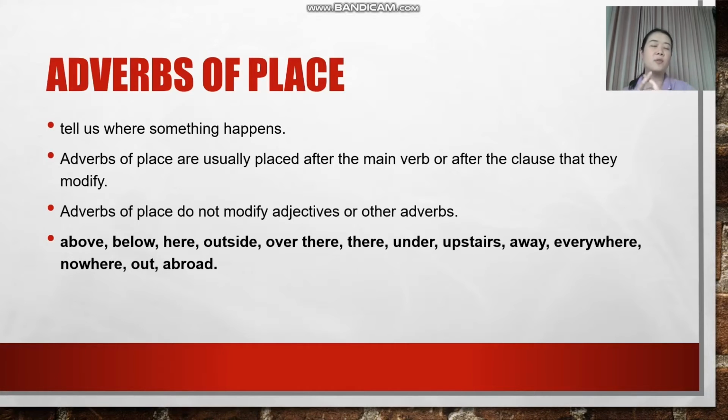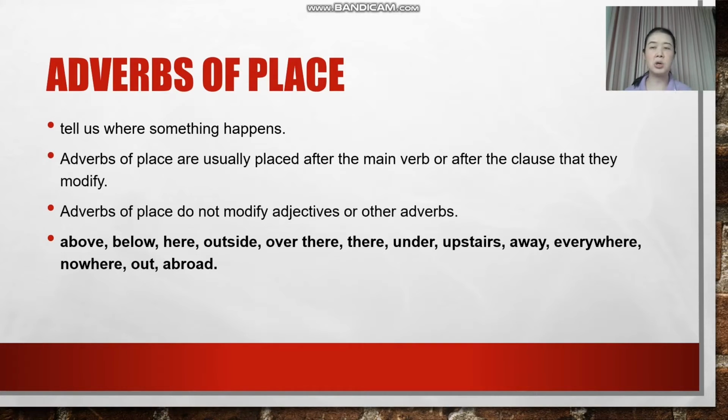So, adverb of manner, that is about how. Adverb of time, that is about when. What about this one? Adverb of place. So that should be about where. Okay, so we use adverbs of place in order to tell us where something happens. And adverbs of place are usually placed after the main verb or after the clause that they modify. Okay, and adverbs of place do not modify adjectives or other adverbs.